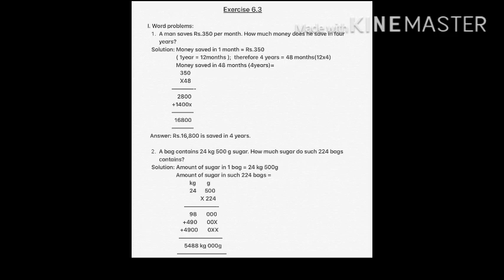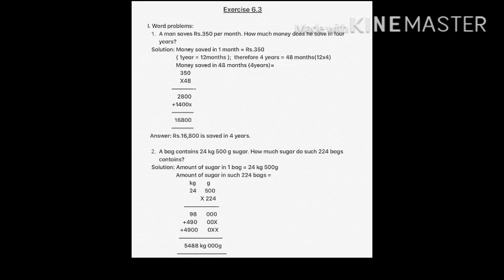Now moving on to the last topic here, this is word problems. Alright students, so I have taken out 4 word problems for you which you should learn in this class. Word problems are given in words. You have to first explain it and then you have to do the calculation.